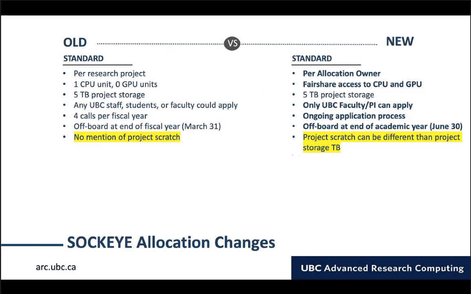All allocations will end on June 30th, but we will give you notice that they will be ending to remind you to reapply the next year. But applications are being accepted and allocations are being awarded on an ongoing basis. Again, the offboarding was previously at the end of the fiscal year. It is now at the end of the academic year, June 30th.